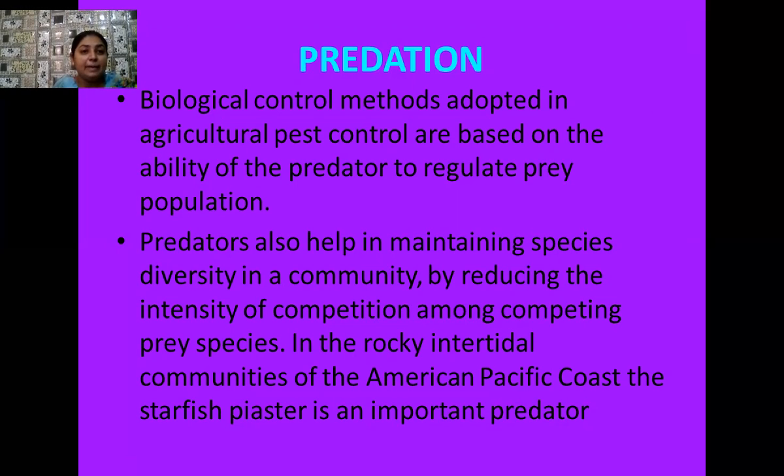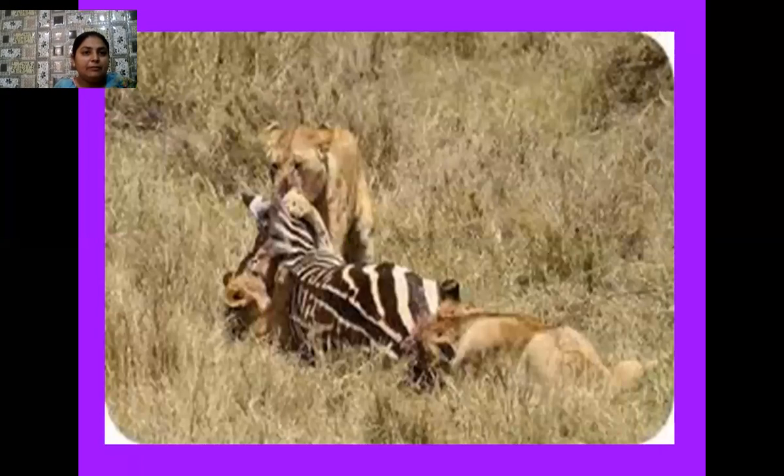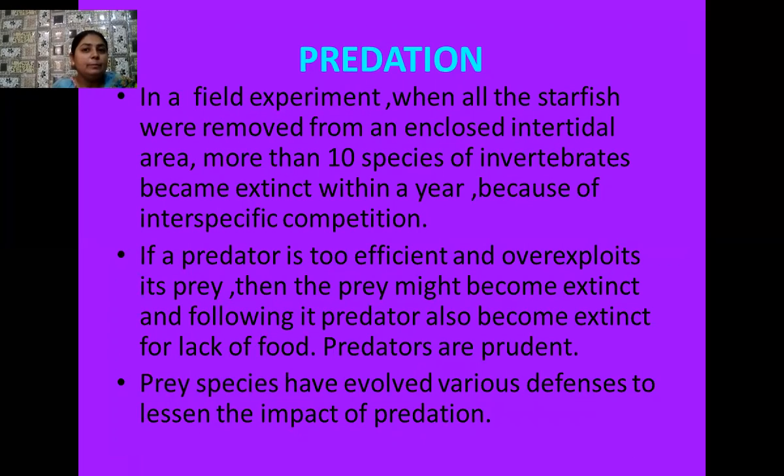One example is seen on the American Pacific coast. In the rocky intertidal communities of the American Pacific coast, the starfish Pisaster is an important predator. But when this starfish, Pisaster, was removed from that enclosed intertidal area, what happened? More than 10 species of invertebrates became extinct within a year. Why did they become extinct? Because of the interspecific competition that takes place between the prey species.